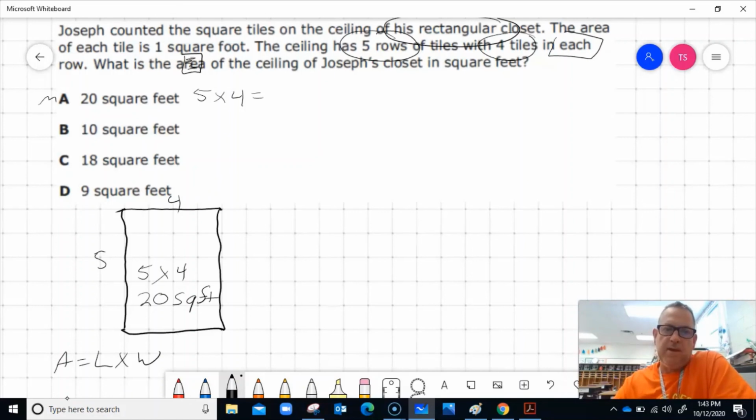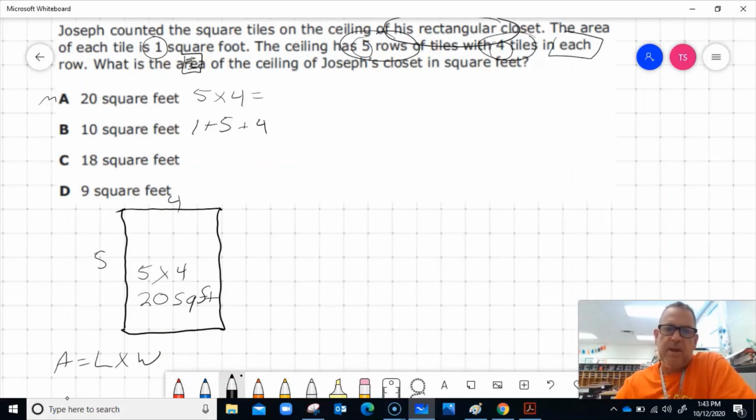something that they may have done, they may have just taken all the numbers in the problem. I got a 1, a 5, and a 4 and did an addition problem with it. I see that happen all the time. So they did 1 plus 5 plus 4, and they got 10. Okay, on the next one, 18.